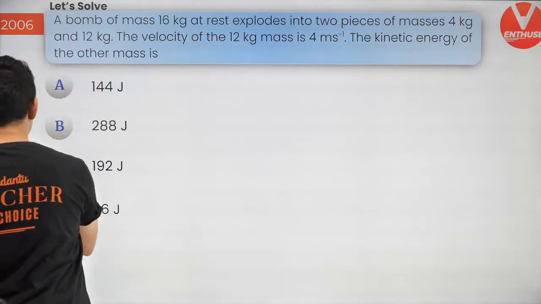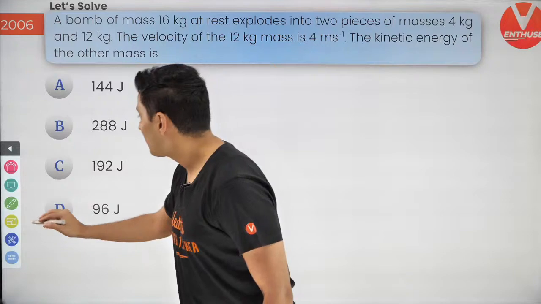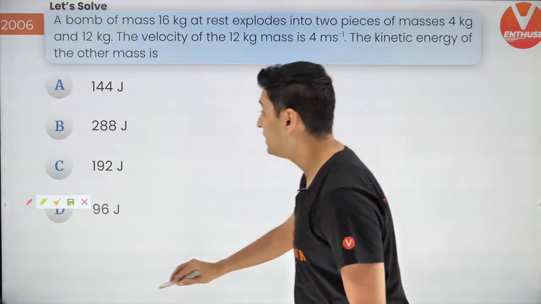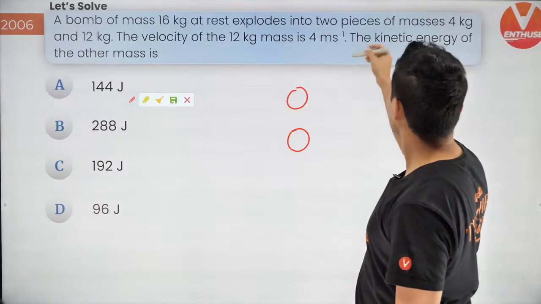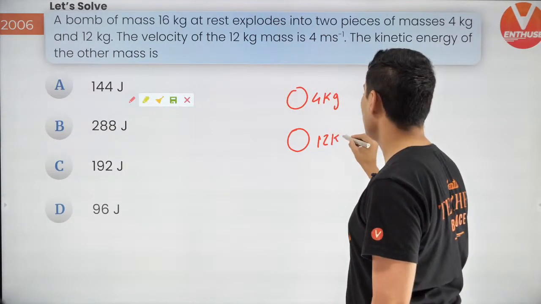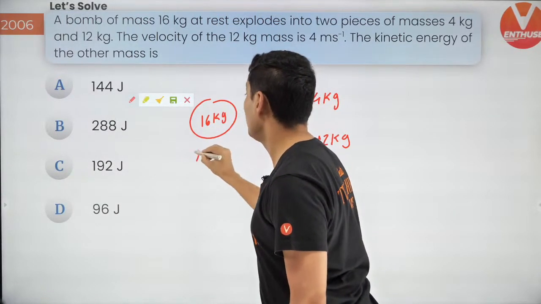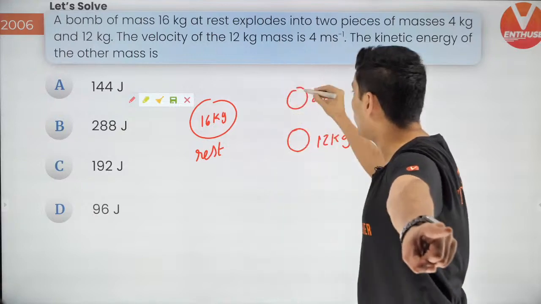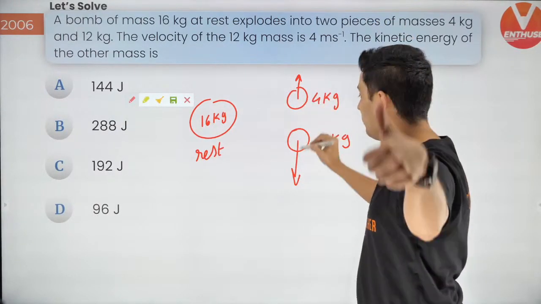Okay, let's do this. So most of you are saying 192, some of you are saying A, and many of you in fact said B also. So guys, think about it. The two masses, 4 kg and 12 kg, came from 16 kg which was at rest. So what will happen? This will go here, this will come down, correct? This 4 will go up, this will come down.